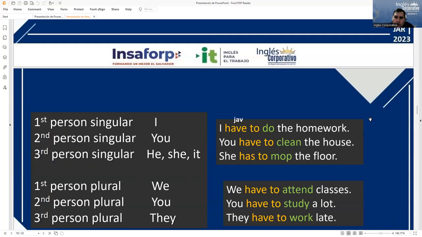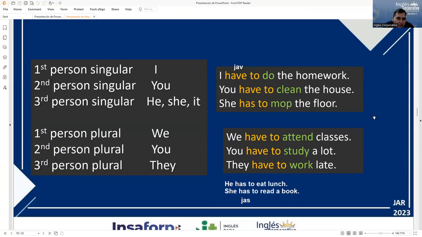Then the conjugation is more like this. First person, I, or first person plural, we. And you say have to, okay? I have to do the homework. We have to attend classes. Second person singular or plural, you. And the same, you have to clean the house. You have to study a lot.